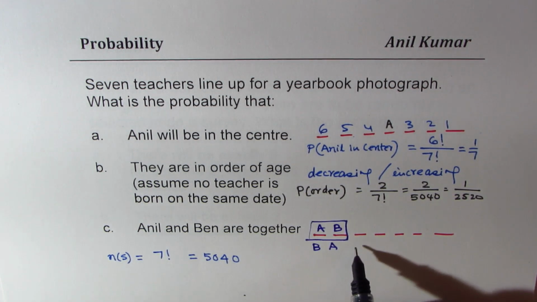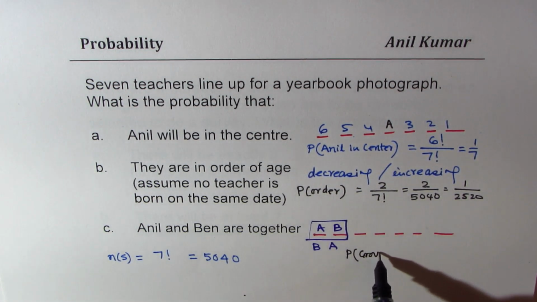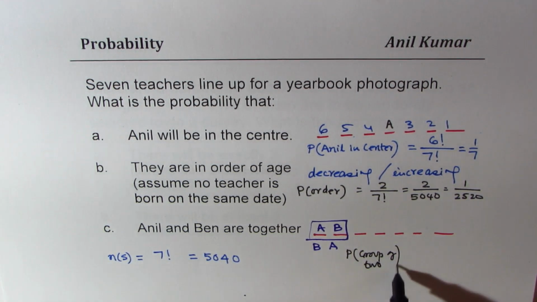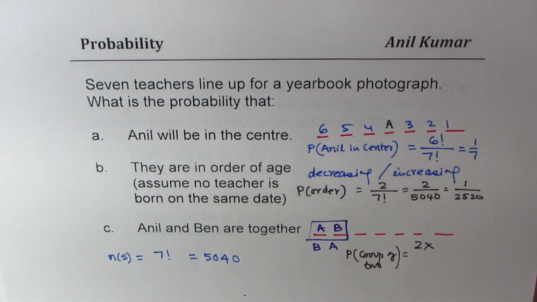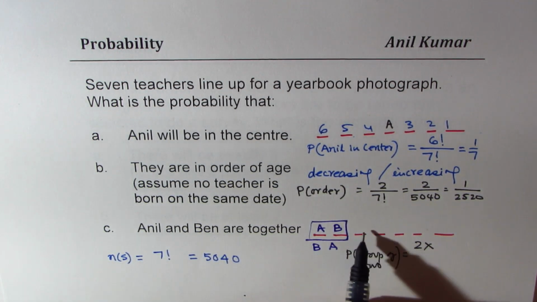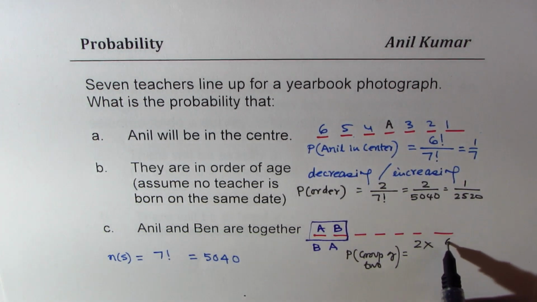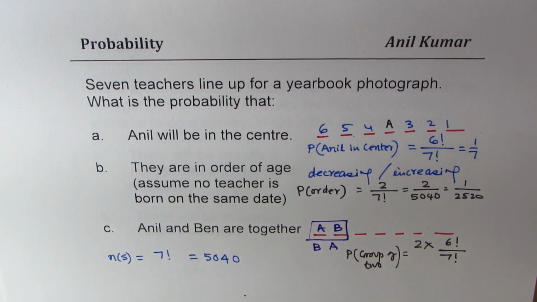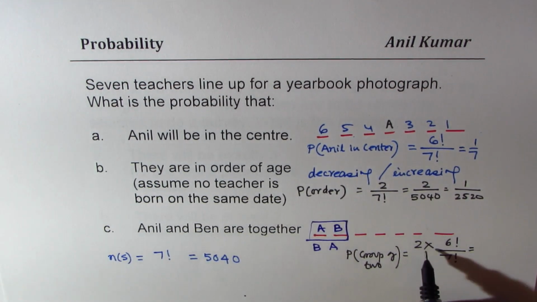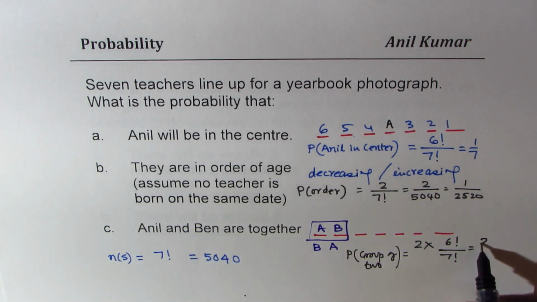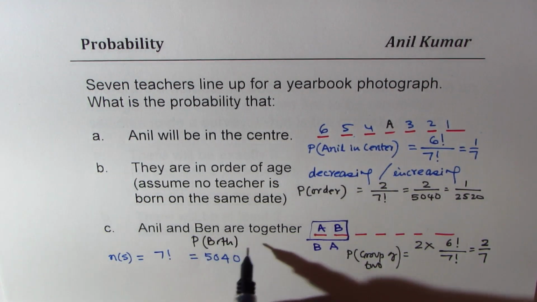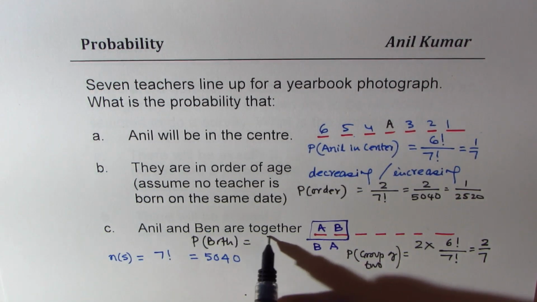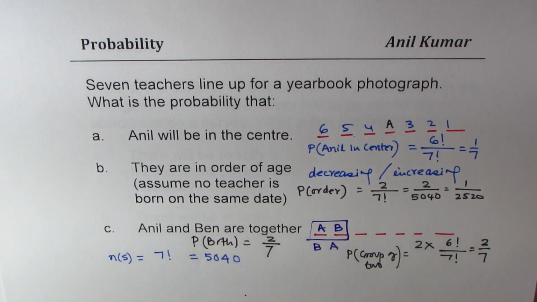Correct? So what we get in the numerator for this probability for a group of 2, we could write as 2 times. I'm writing 2 times since we have A, B or B, A, right? Anil and Ben. The order could be changed. And since they are together, we have 6 factorial ways. So here we have 6 factorial divided by the total, 7 factorial. So 6 factorial over 7 factorial is 1 over 7. So we get 2 over 7 as our answer. So the probability for the last case when both are together is 2 over 7. Correct? So that is how we could solve this set of questions.